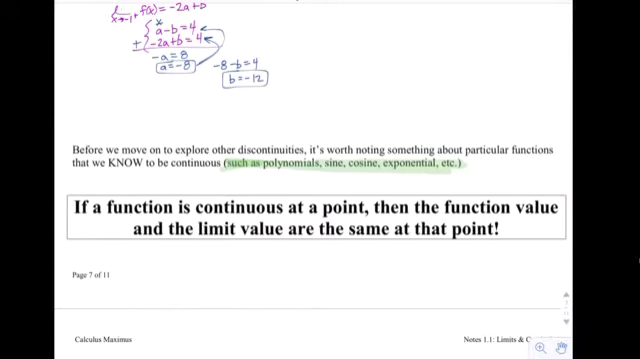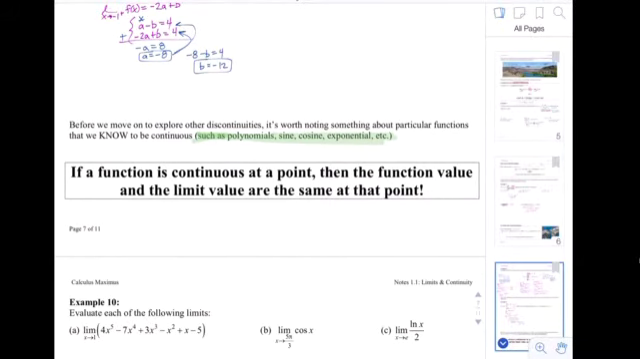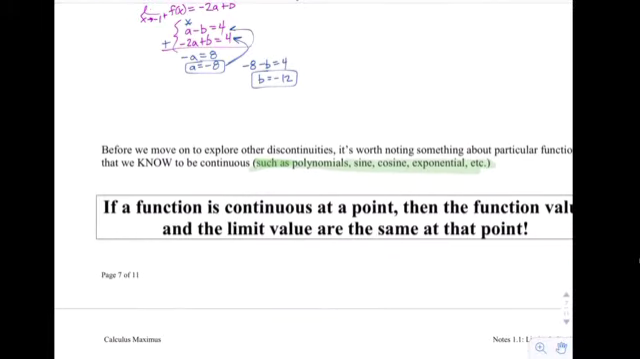So what that means is, at any point in the whole wide world, if you're trying to find the limit of a polynomial, a sine, a cosine function, or an exponential function, you can actually just find the what, which is easier. The function value. If it asks you to find the limit, you can find the function value because you know they're one and the same because the function's continuous.